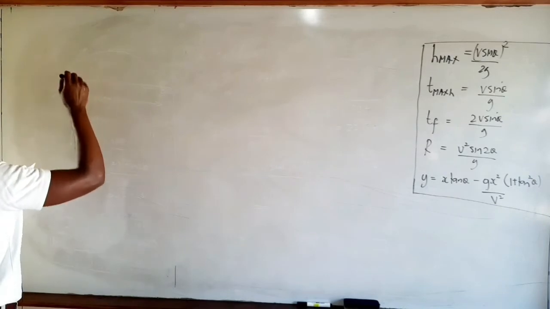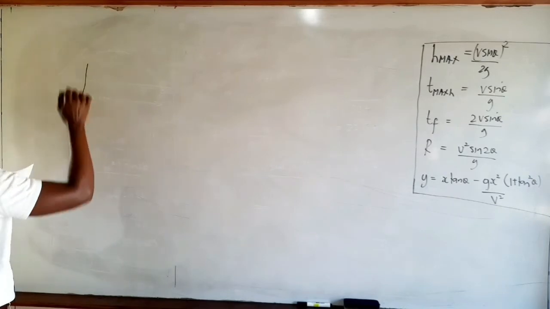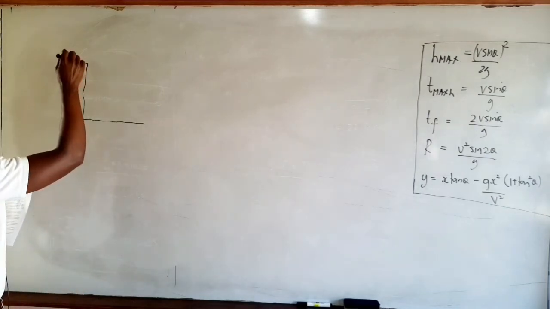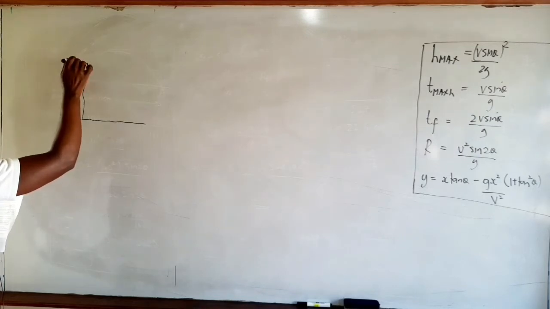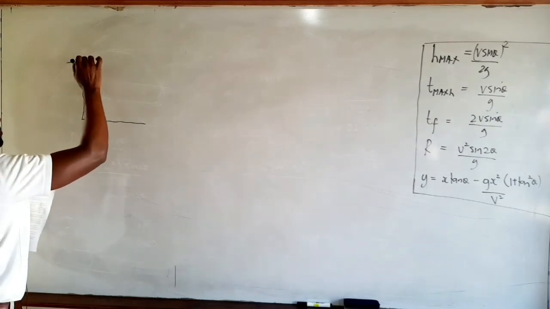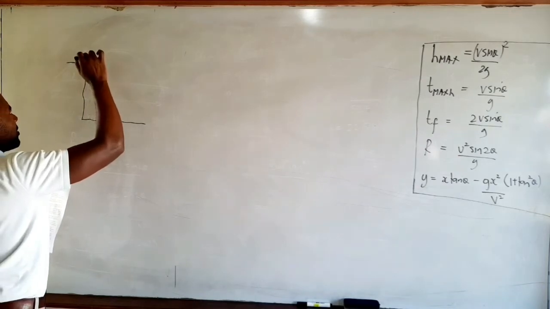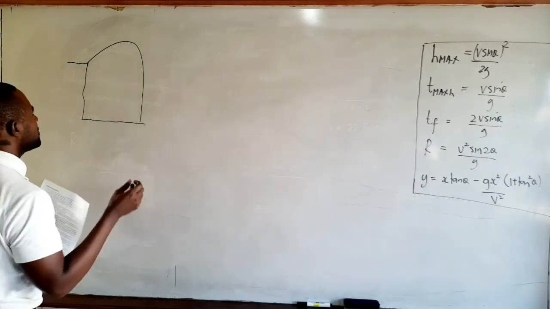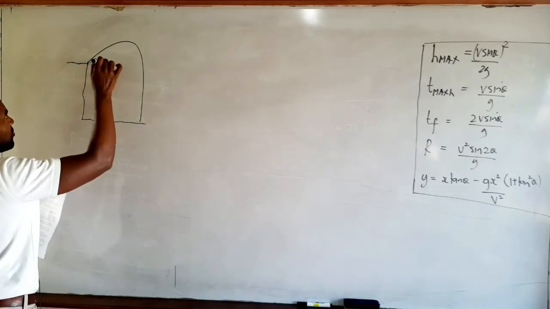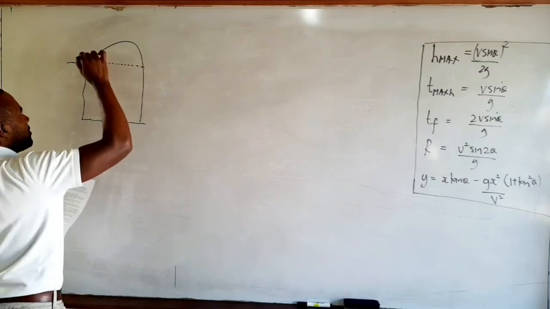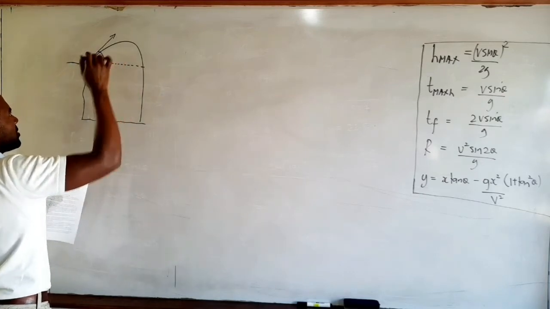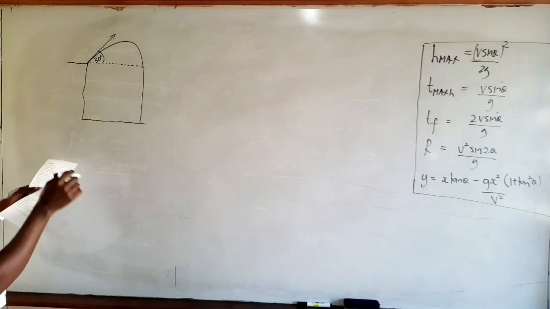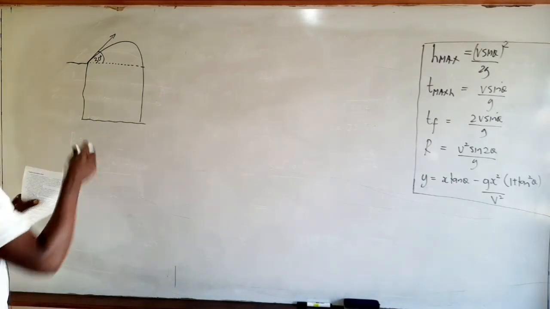So let this be our cliff, right? This is our cliff, and this is the sea, right? So the pebble is going to be projected like this, along a path like this, right? And it then lands into the sea. Good? So this launch angle, we're told, which makes the horizontal, this angle is 30 degrees, right? So 30 degrees. And the launch velocity is 10 meters per second.